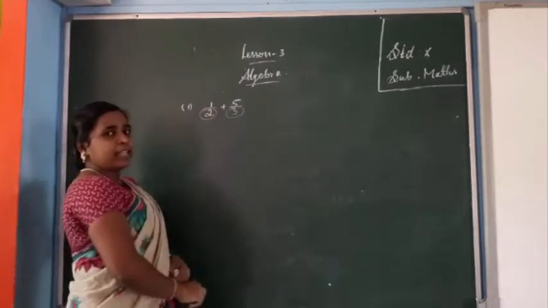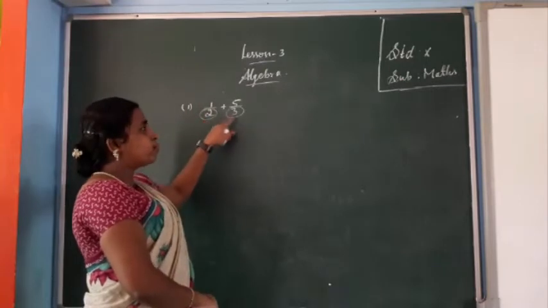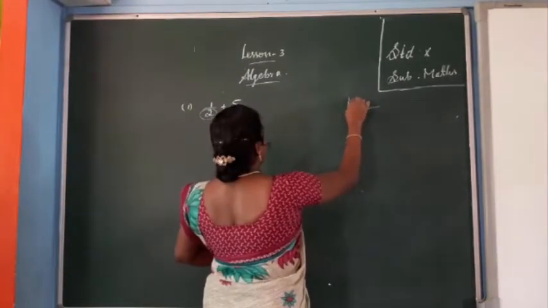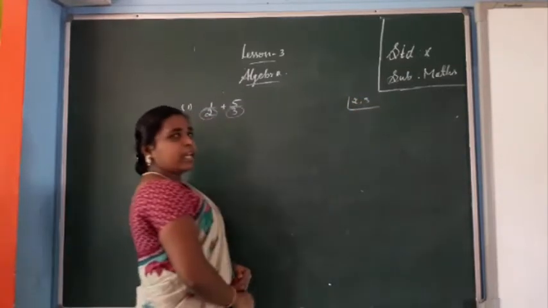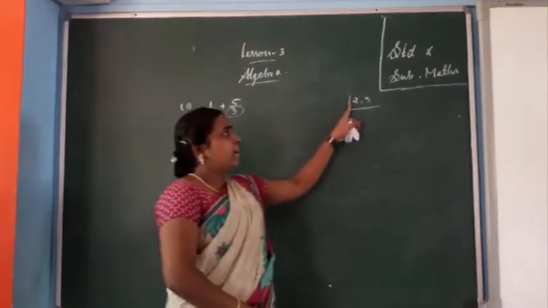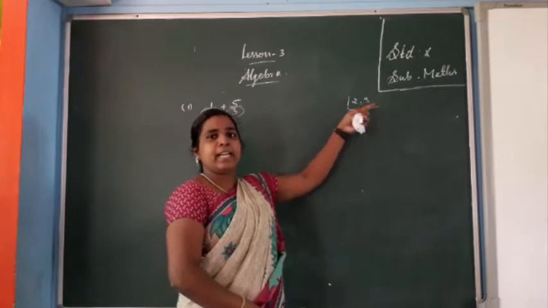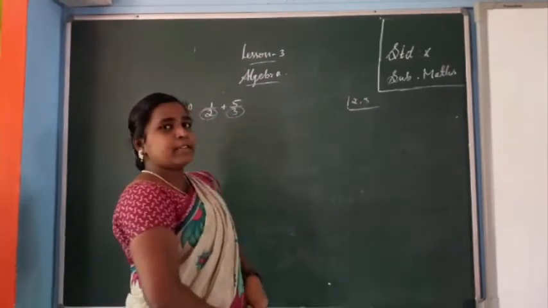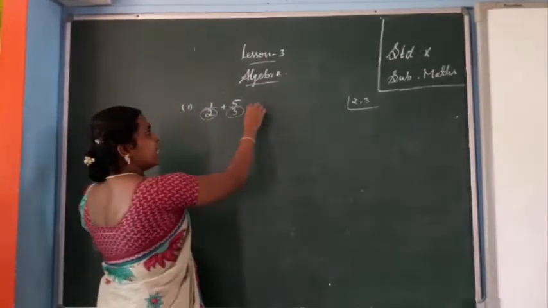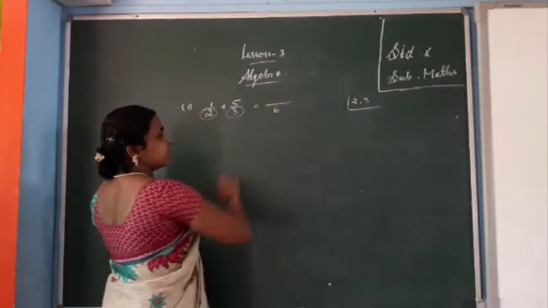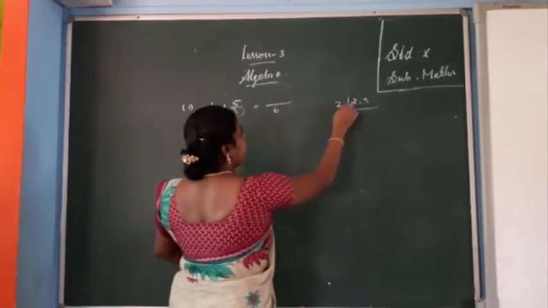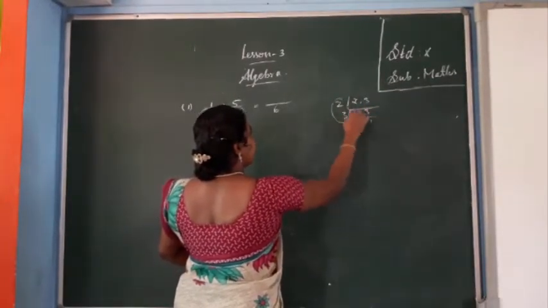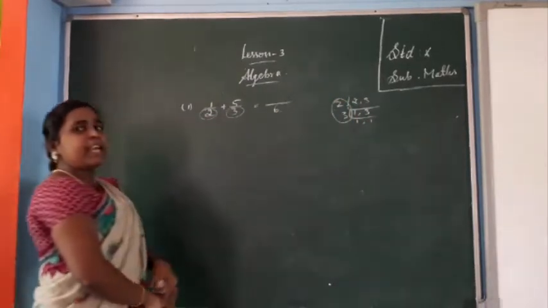Okay, 2, 3. For the LCM of 2 and 3, both are prime numbers. 2 is not a divisor of 3, and 3 is not a divisor of 2, isn't it? So just multiply and you will get the LCM. 2 3s are 6. If you have a doubt, write it here like this: 1 2 is 2, 1 3 is 3, so 2 into 3 is 6. So 6 is the LCM.